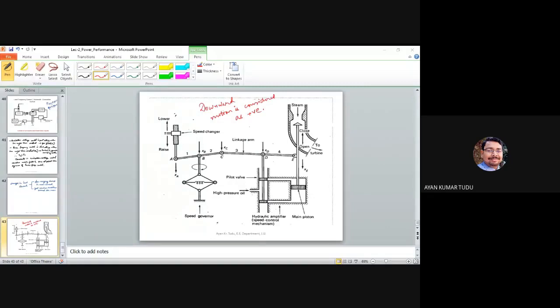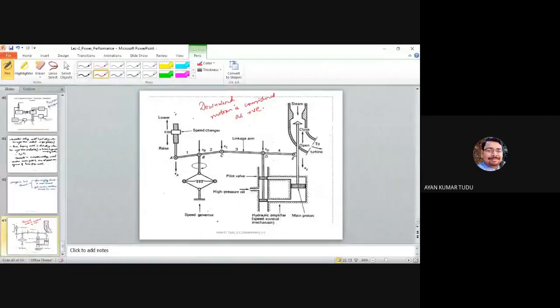So if the slight increase in frequency is delta f, then the linkage point B will be moving downward a small distance, say delta xb, proportional to delta f. So this whole system, I think you can understand, and this way we will be settling at a new position in this particular system.